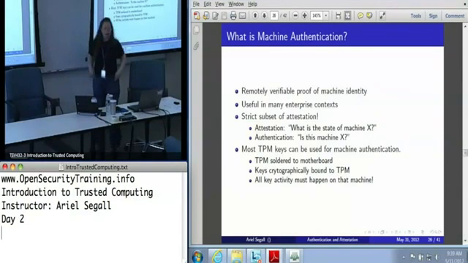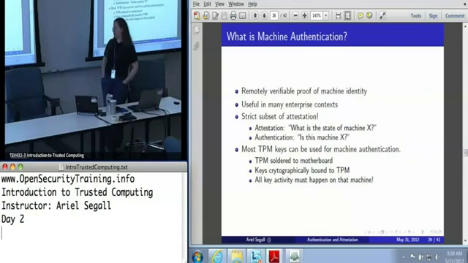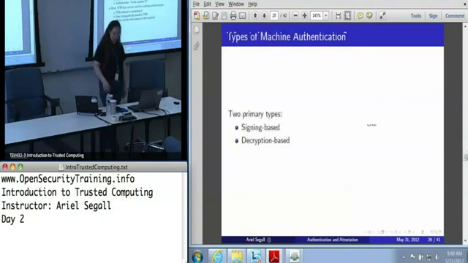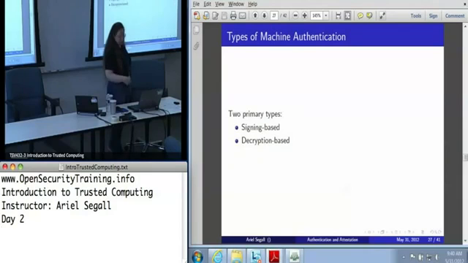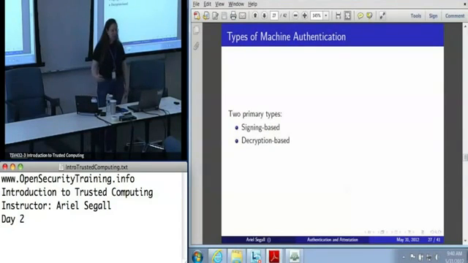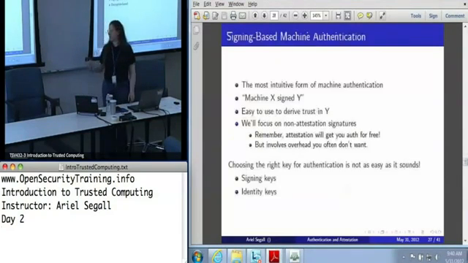So most TPM keys, i.e. ones that are not migratable, can be used for machine authentication because after all, the TPM is routed to the motherboard, the keys are cryptographically bound to the TPM, so if the key is used, it was used on that machine. This is why I said yesterday that machine authentication is the easiest of the TPM applications to roll out, because you pretty much get it by default if you're using a TPM key. So there's two basic types, signing and decryption.